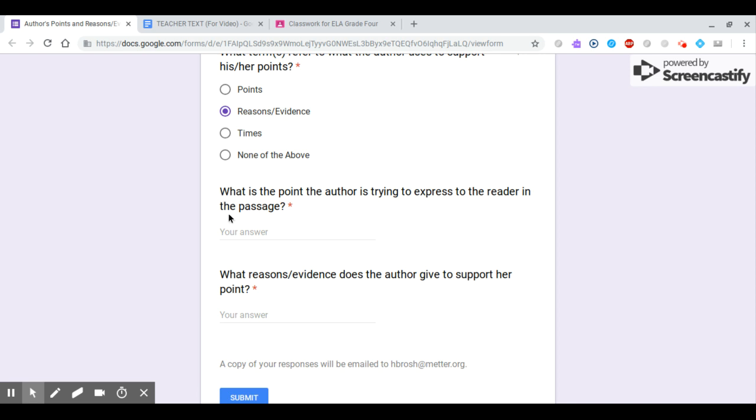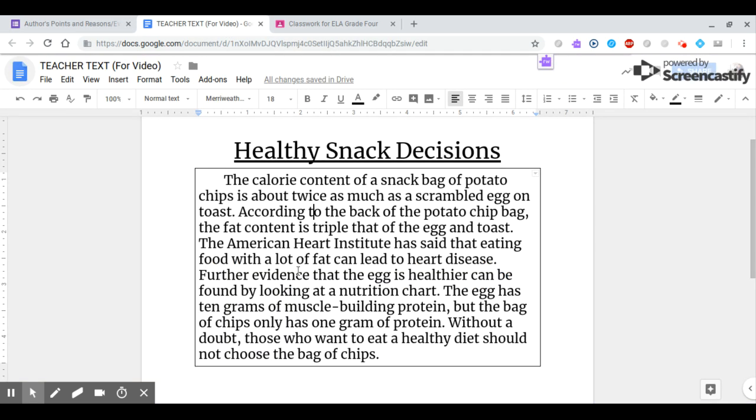Now, this question is a free response, I see, because I have to type an answer. The question says, what is the point the author is trying to express to the reader in the passage? Now, I'm looking at my teacher text. You will use the student passage. You won't have access to the teacher text. You'll use the student passage.